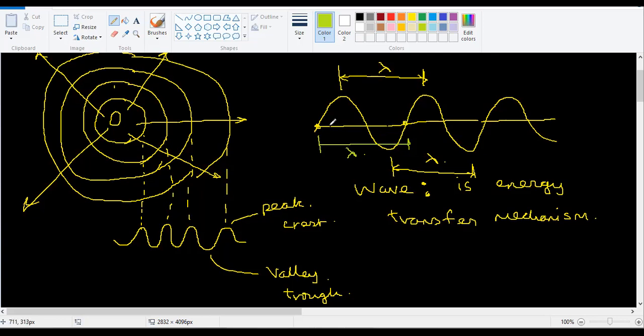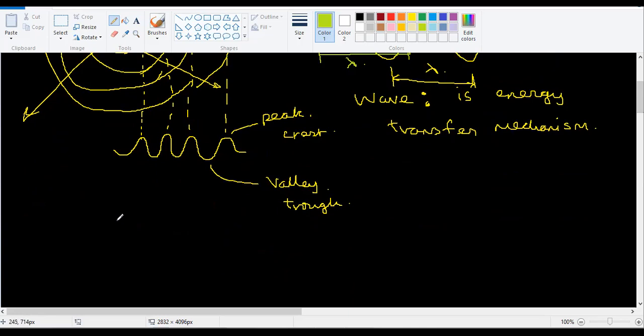But there is a small catch here. When you say mean position to mean position, it's possible that you will make the mistake of taking it here. But then it has to be in phase. So everyone listen carefully. What's happening here is, when the stone is dropped inside the water, this particle starts vibrating back and forth, and that energy is transferred to the next particle. So this also starts vibrating back and forth. That means this energy is transferred to this, and this energy is transferred to this.